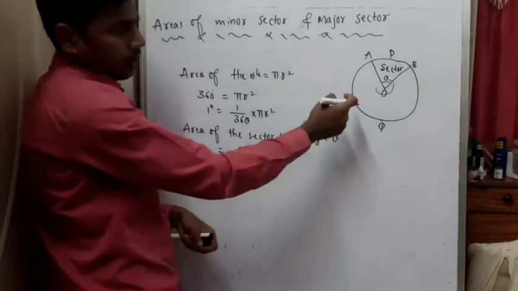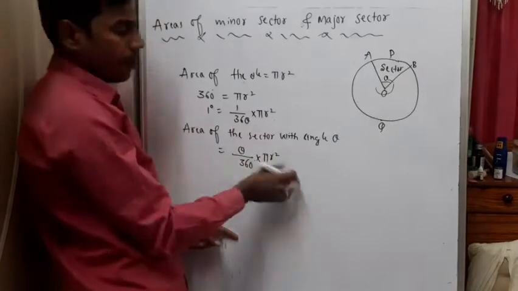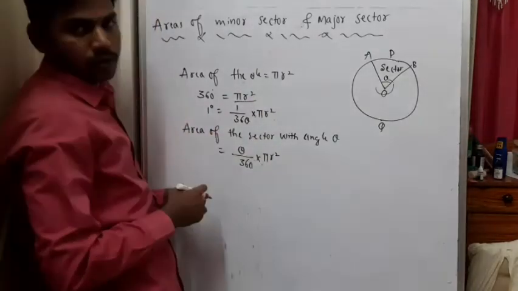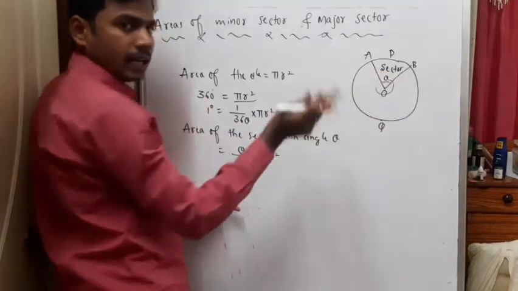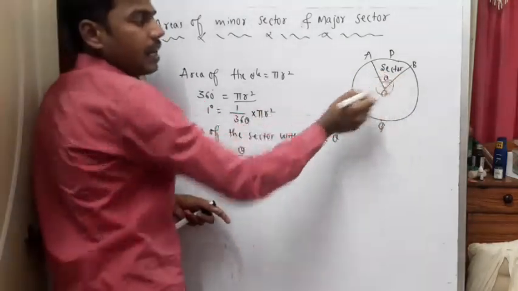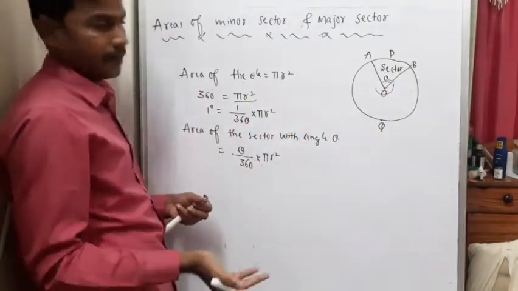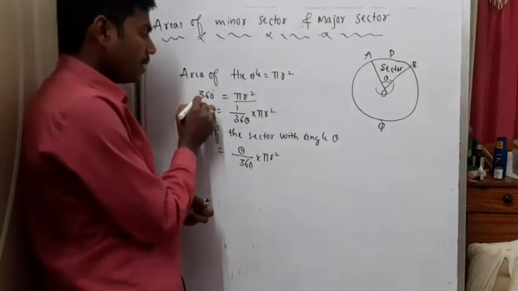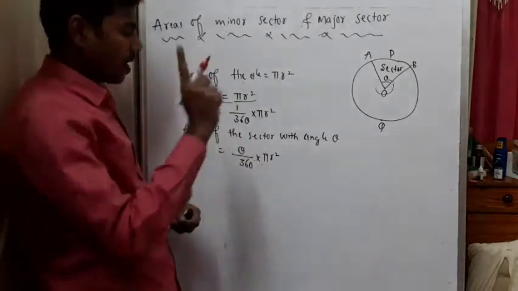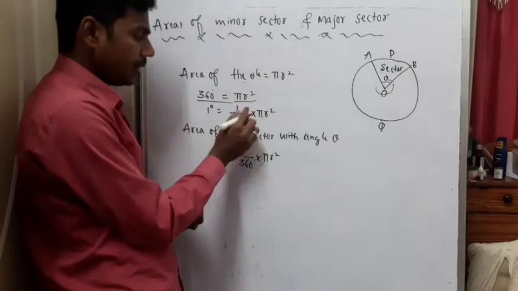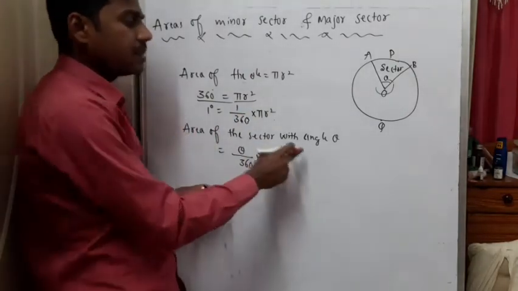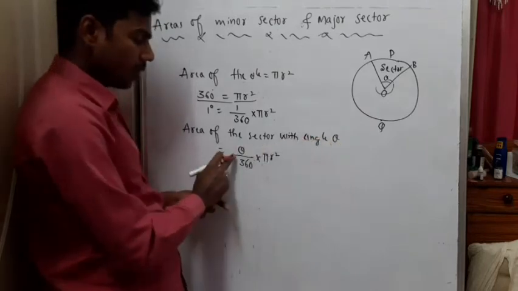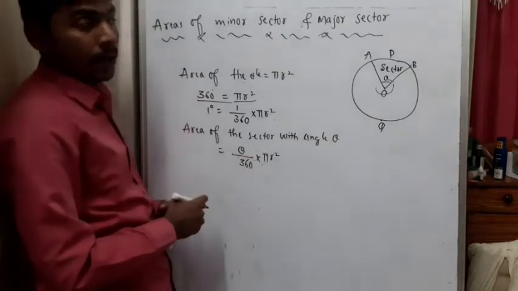If it is 360 degree, the area is pi r square. So what about the sector? A sector is a portion of a circle with a certain theta as an angle. Theta may be anything. For 360 degree it is pi r square. For 1 degree it is 1 by 360 into pi r square. Now the area of the sector with angle theta is equal to theta divided by 360 into pi r square.